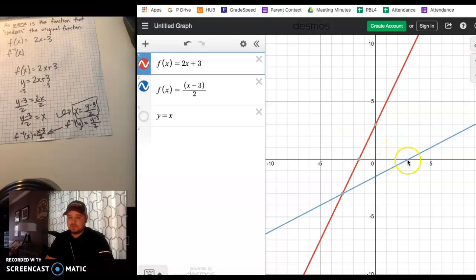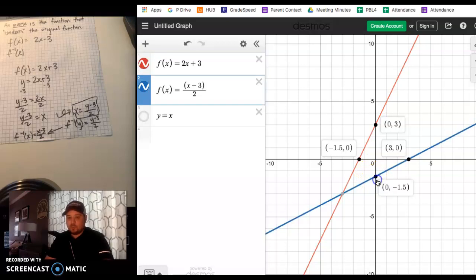What you'll notice is that now I have an x-intercept of 3. We had a y-intercept of 3, and now we have an x-intercept of 3. The same thing happened with the x-intercept from the original, which is -1.5, and is now the y-intercept of my inverse function. So what you'll notice is that the x's and y's have switched. Now they do intersect. I want you to notice they intersect at a point where y and x were the same.